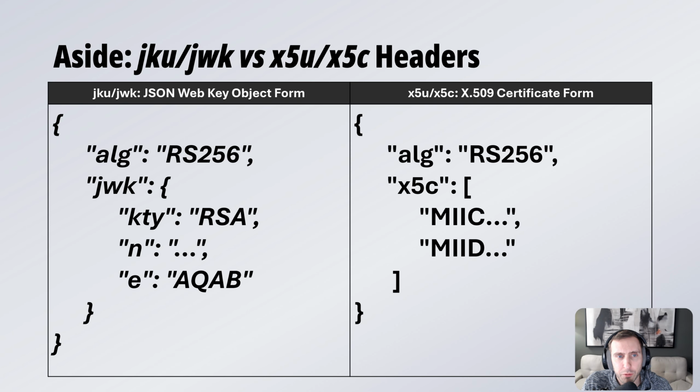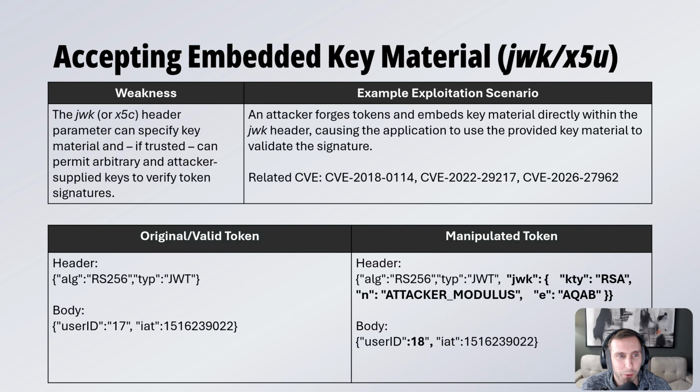Just as an aside, for a little bit of clarity on the distinction between the JKU, JWK versus the X5U and X5C headers. So the J variants are the ones on the left hand side. These are the JSON Web Key and JSON Web Key object and JSON Web Key set forms. And on the right, we have the X509 certificate form. So those are the differences there that obviously you need to be aware of if you're trying to exploit these issues.